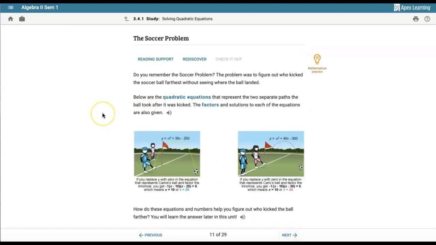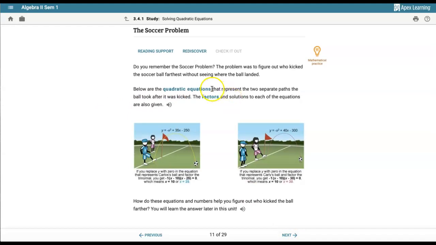All right, so reading support, the soccer problem. Again, you can end up solving the factors to figure out who kicked the soccer ball farther. I'm not going to work through this here, but you could. This is what you would be able to do in a real world situation. The ball went some distance high, some distance far. We're not really sure, but we know the shape, and we can figure out who's going to kick that ball farther.